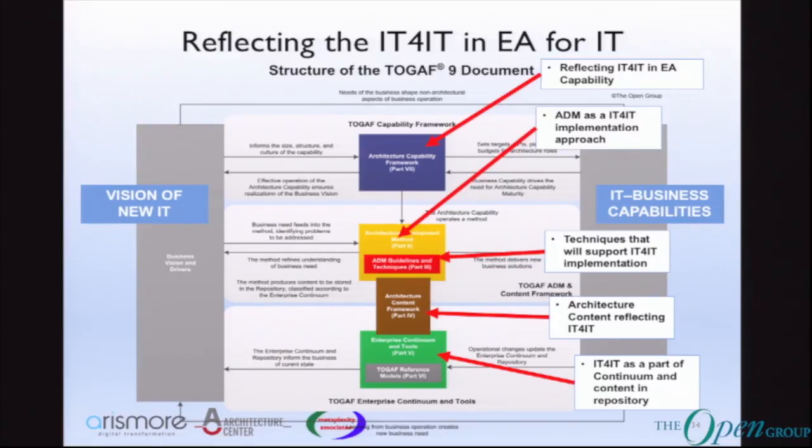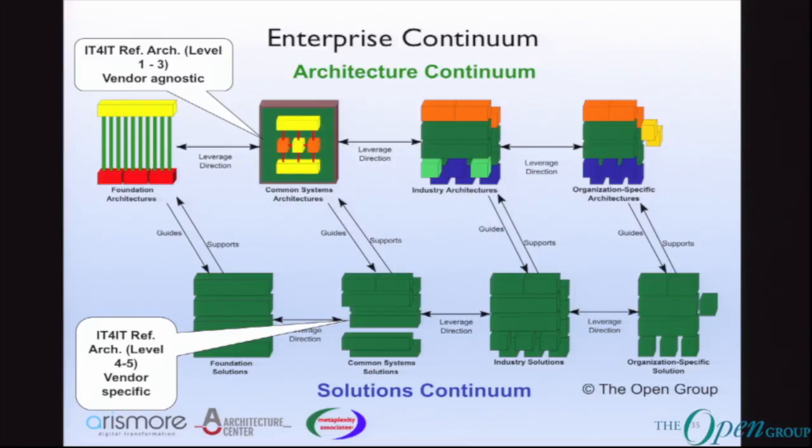Then we also reflect this as part of the continuum. We put architectural assets based on IT4IT into our architecture repository. Here we have the concept of the continuum that shows the different levels of the enterprise. So we decided that IT4IT is a kind of common systems architecture, a common reference model that we can use to establish any IT capability within any enterprise. Also in IT4IT we have levels 4 and 5, the vendor-specific architectures that are not part of the standard but can be defined in alignment with the standard's levels 1 to 3. These are the solutions that support the IT4IT reference architecture and the vendor-specific solutions we can use to implement the architecture building blocks designed in the vendor-agnostic reference architecture of levels 1 to 3.